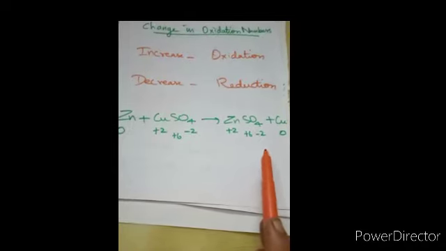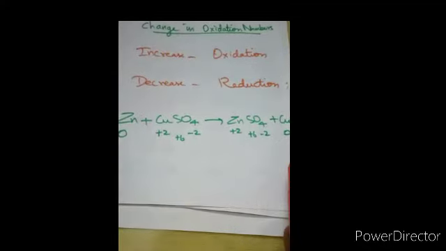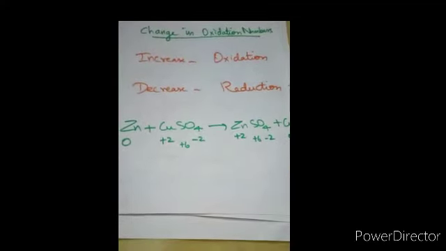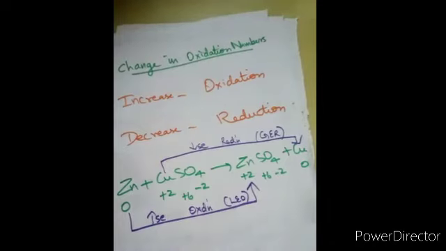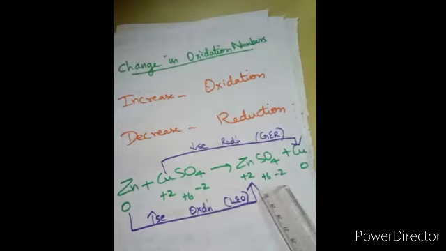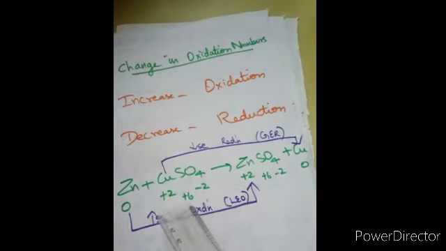Now we have to identify the elements which have undergone a change in the oxidation number. In this reaction, let us compare the elements on the reactant side and the product side. Zinc has changed from 0 to plus 2. Copper has changed from plus 2 to 0. Sulfur is plus 6 on the reactant side, plus 6 on the product side, no change. Oxygen minus 2 on the reactant side, minus 2 on the product side, no change. So zinc and copper have undergone a change.